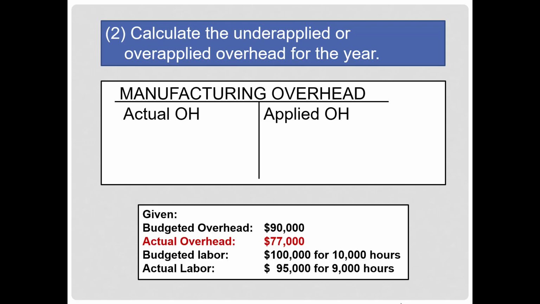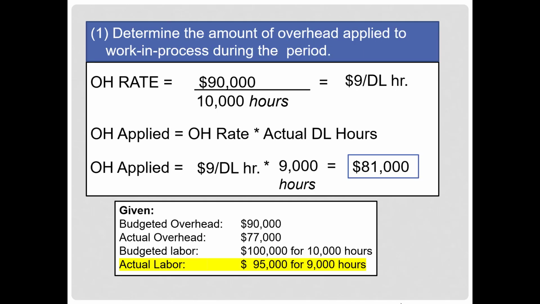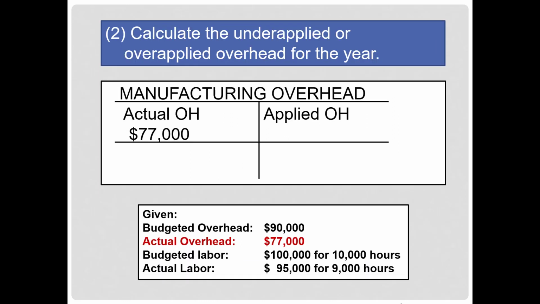And we were told that actual overhead costs were $77,000. So that's what would go on the left side of the account. That is what we should have assigned to inventory. When you look back at what we just calculated in number 1, you see that we actually assigned $81,000 to inventory. So we overapplied or overassigned cost to inventory by $4,000.